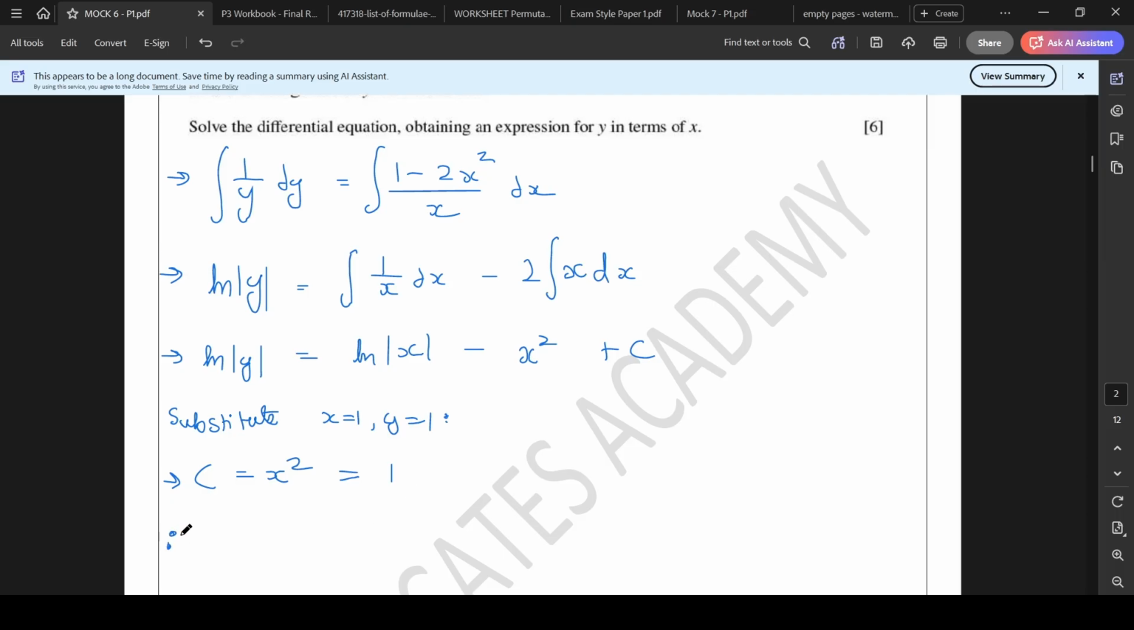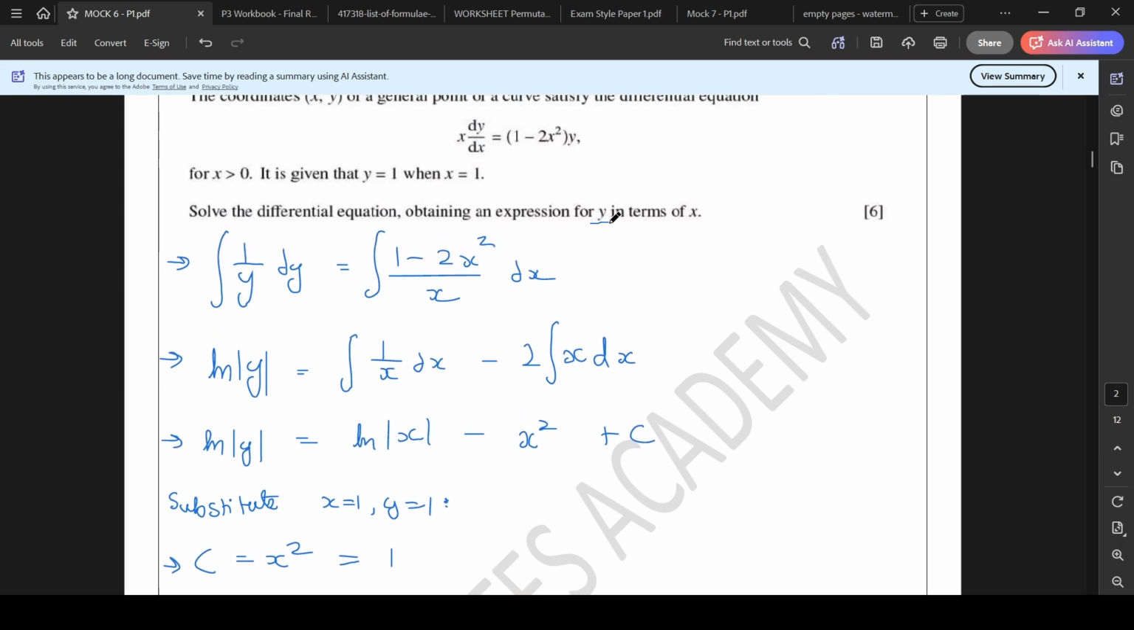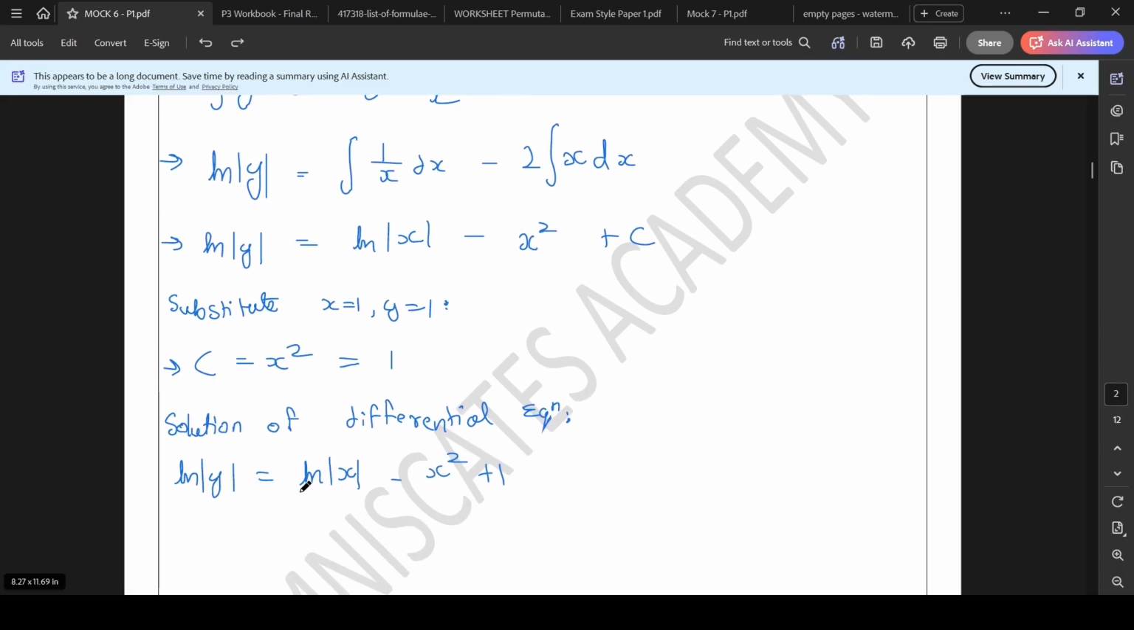Therefore, you have your differential equation which you have solved over here. The solution of the differential equation is as follows: ln of modulus of y is equal to ln of modulus of x minus x squared plus 1. Now in the question, it was mentioned that you have to make y the subject. So what I can do over here is simply take e as the base on both the sides so that e and ln get resolved and you will have y on the left hand side.